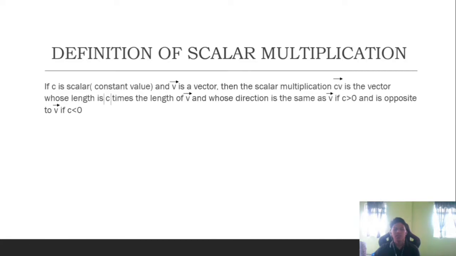And we go to definition of scalar multiplication. If C is a scalar constant value and V is a vector, the scalar multiplication CV is the vector whose length is C times the length of V and whose direction is the same as V if C is more than 0 and is opposite to V if C is less than 0.